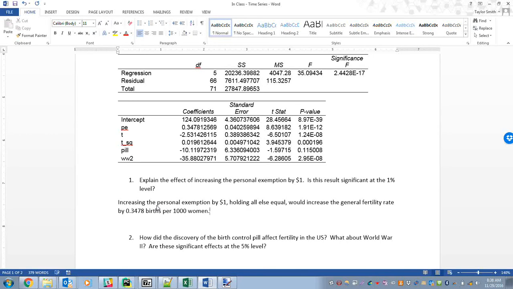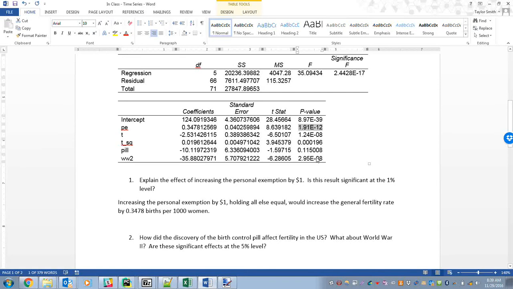Now, is this result significant at the 1% level? Anytime you see that word significant, you should think, I need to know the p-value, because we're testing a hypothesis. To test a hypothesis, you need a p-value. Since we're testing a hypothesis about the personal exemption, we need to look at the p-value of the personal exemption variable, which is right here.